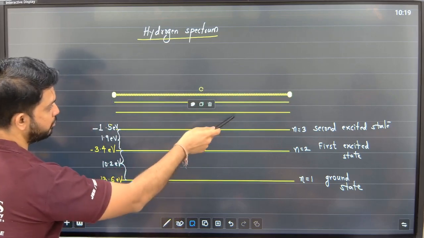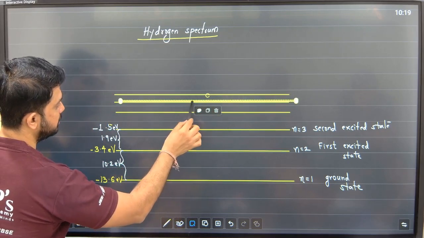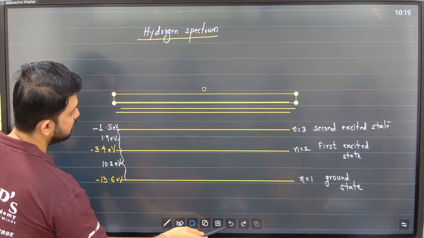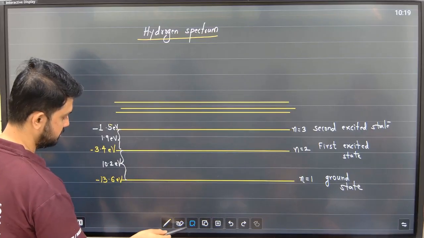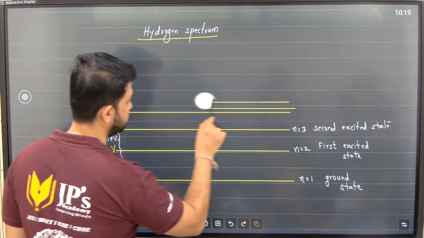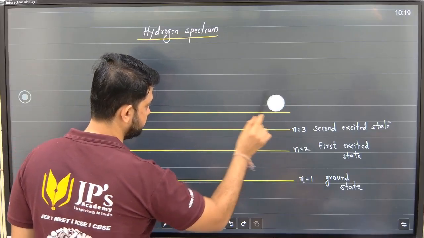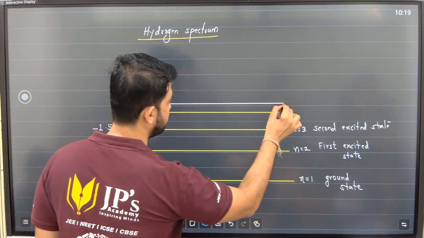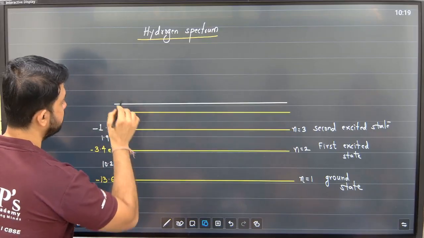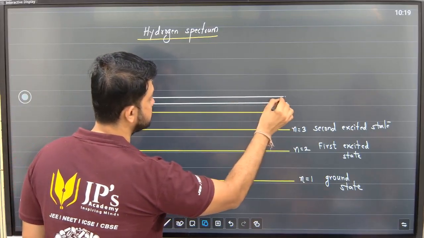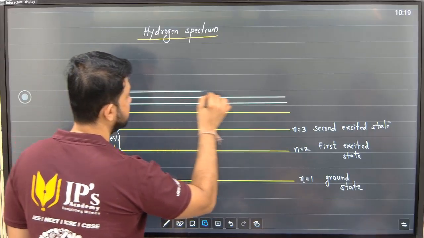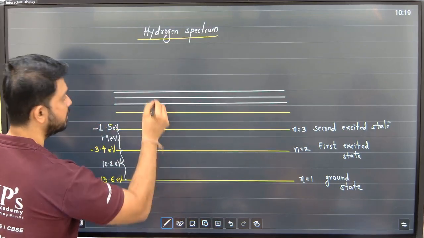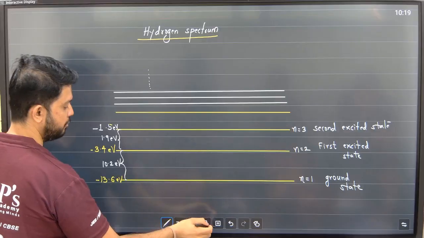How many are done? 3, 4, 5, 6. Let's make one more. Six. And people, here we can go till infinity.